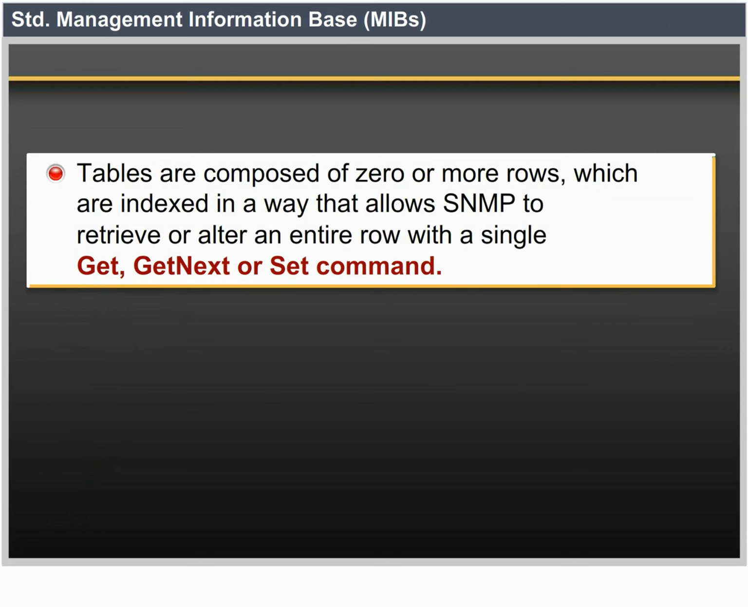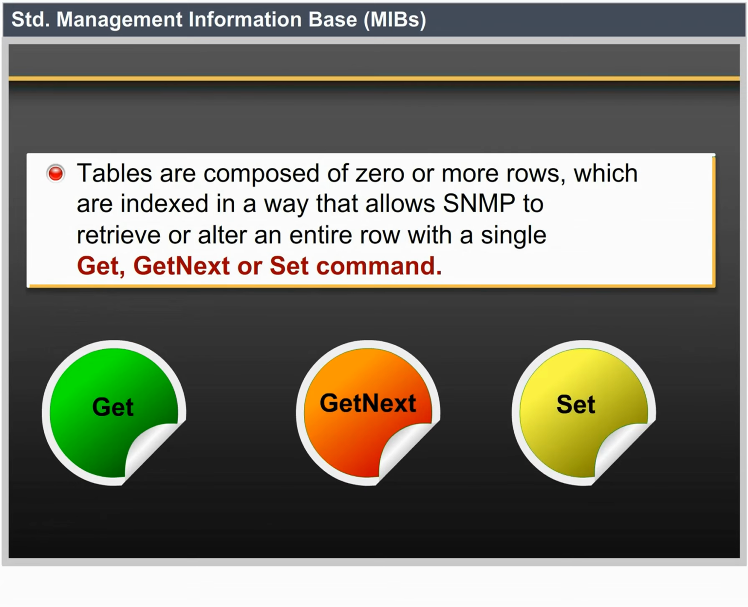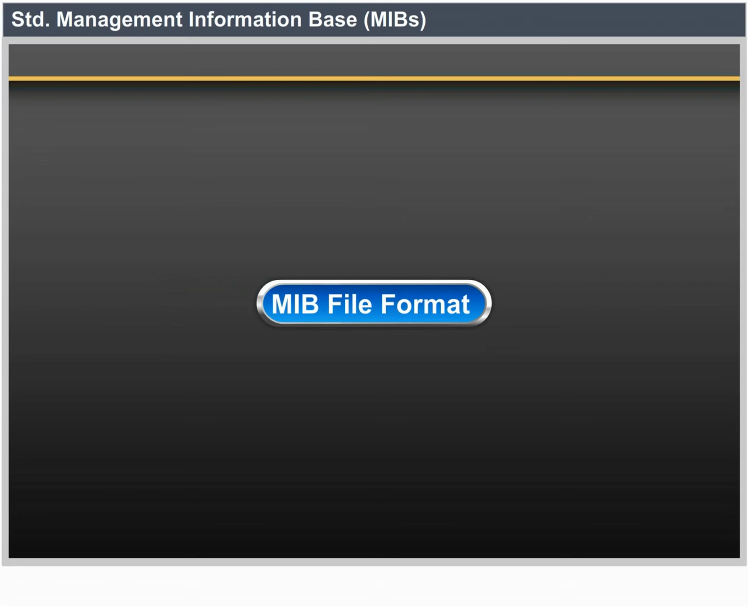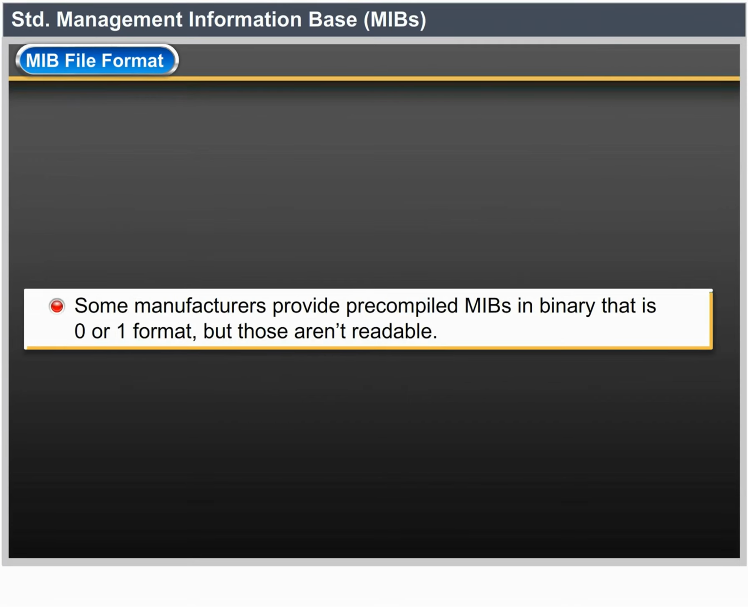MIB file format. A MIB file is just ASCII text so that it can be viewed in any word processor or text editor such as Microsoft Notepad. Some manufacturers provide pre-compiled MIBs in binary format, but those aren't readable. In such a situation, the raw ASCII version of the MIB file is required.